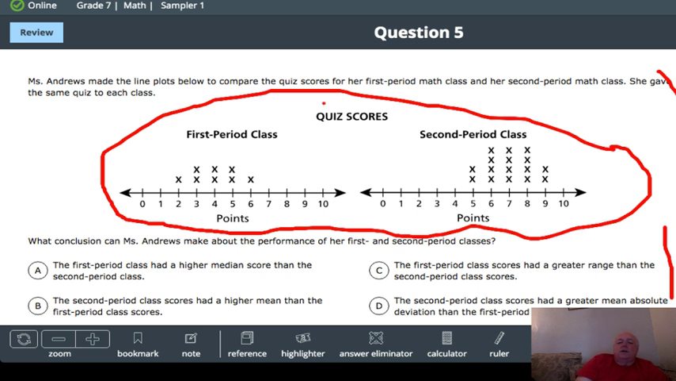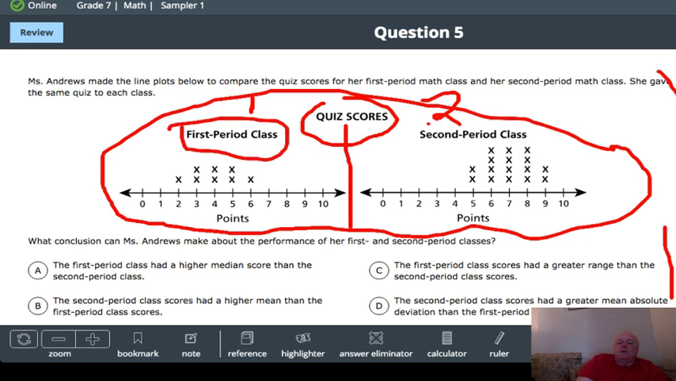So I noticed, first of all, the whole thing is called quiz scores. It seems to be split in half, the first part and then the second part over here. The first part has something to do with a first class period, and the second part has something to do with the second class period. Now I'm finally going to look and see exactly what they're talking about on both sides. I notice that they're line plots.